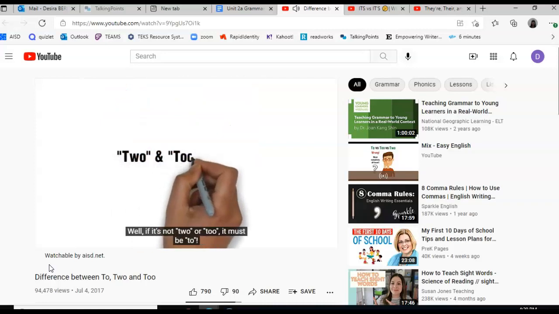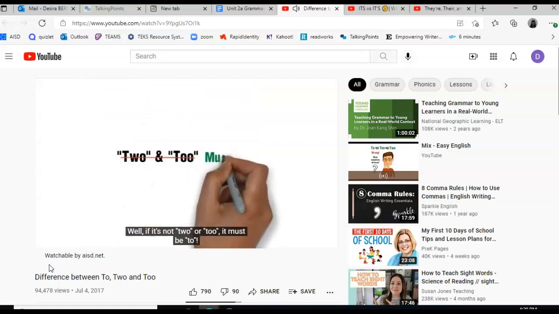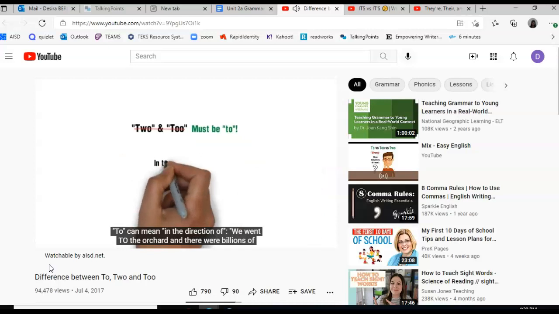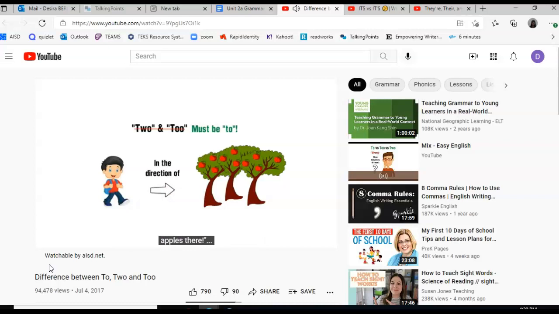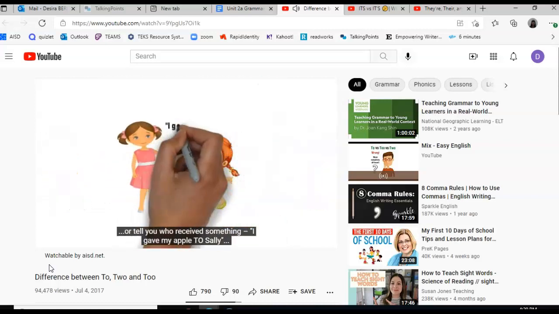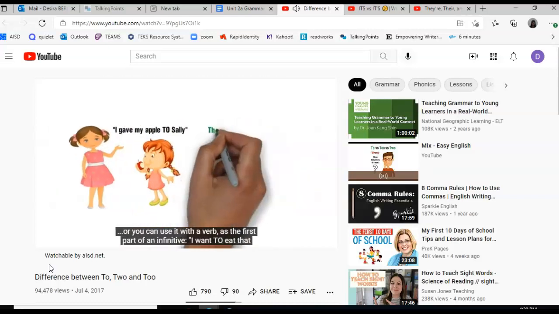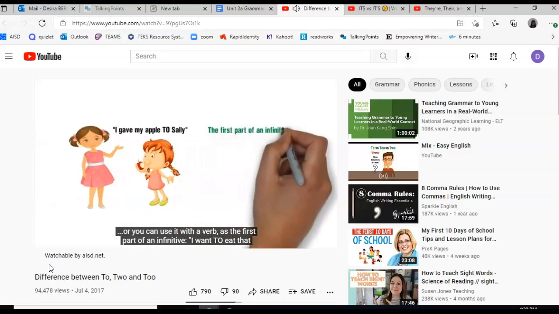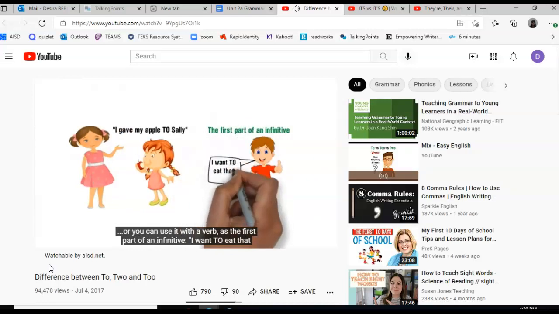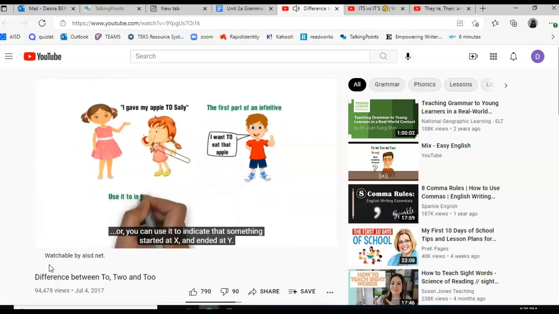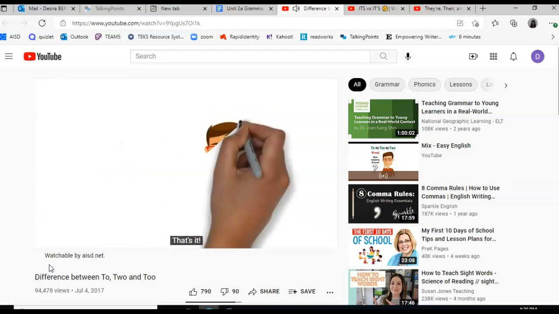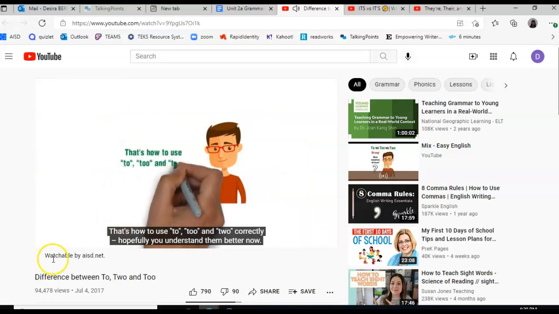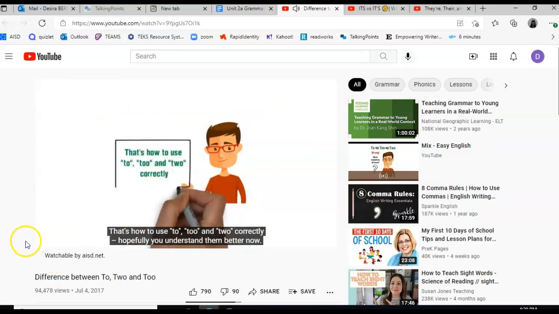And to? Well, if it's not two or too, it must be to. To can mean in the direction of. We went to the orchard and there were billions of apples there. Or tell you who received something. I gave my apple to Sally. Or you can use it with a verb as the first part of an infinitive. I want to eat that apple. Or you can use it to indicate that something started at X and ended at Y. He sells apples from 9 to 5. That's it. That's how to use to, too, and two correctly. Hopefully you understand them better now.